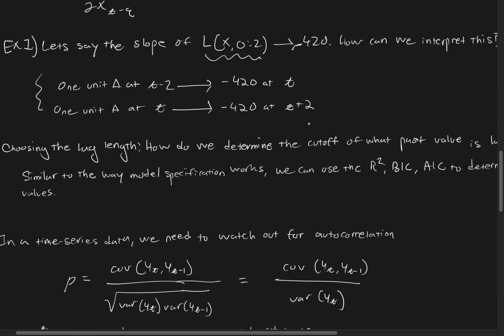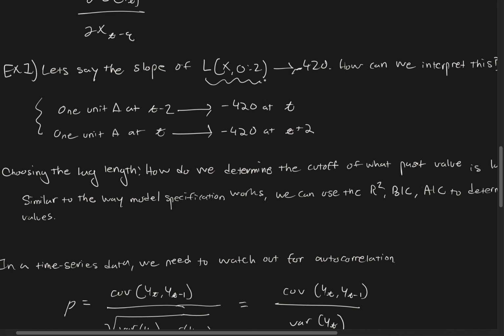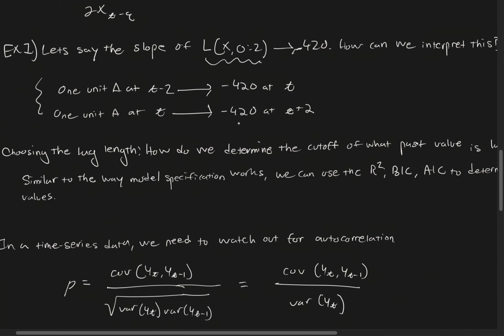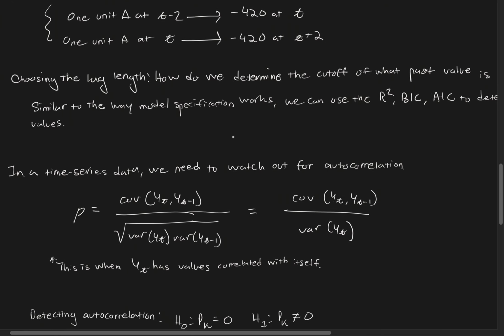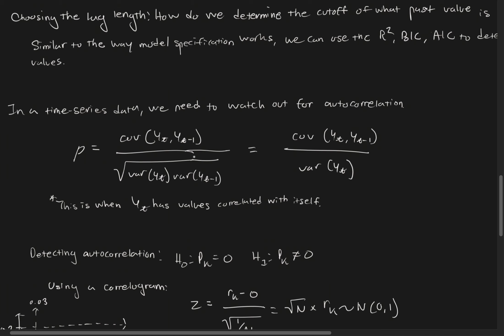So usually our lag values will be relatively low, because the variables that are very deep into the past will have very little to no impact on the current output of y. Okay. And so the most common problem that occurs in time series data is what we call autocorrelation.